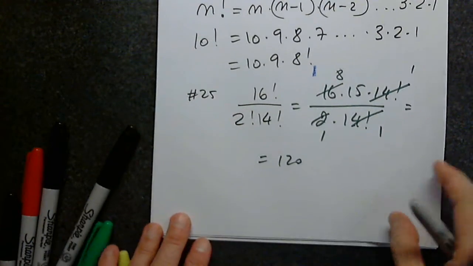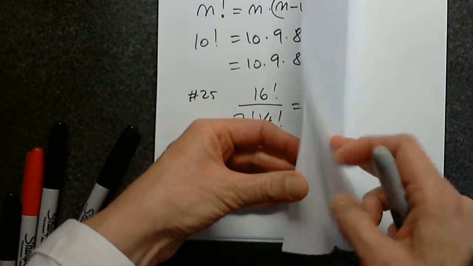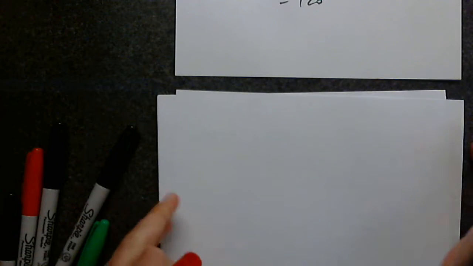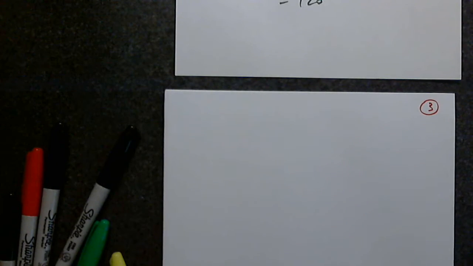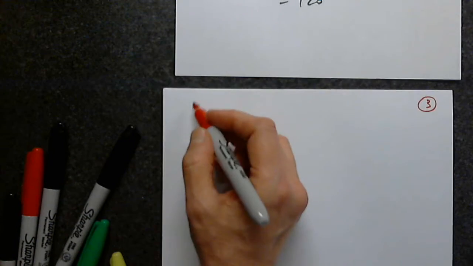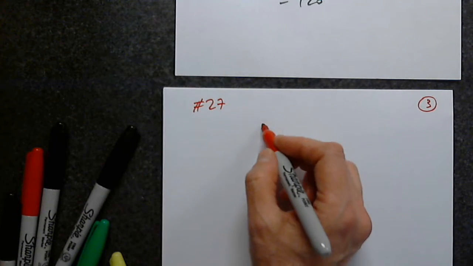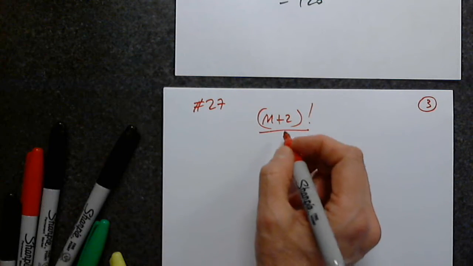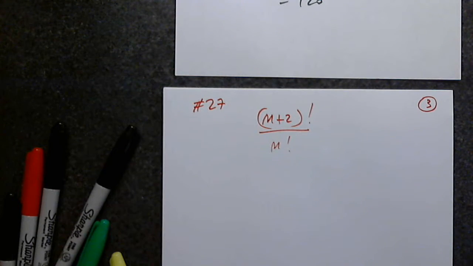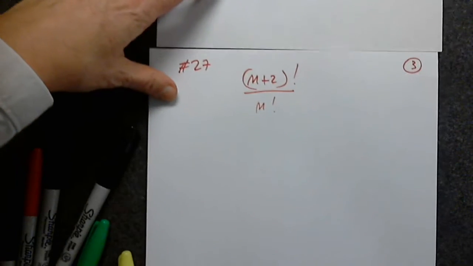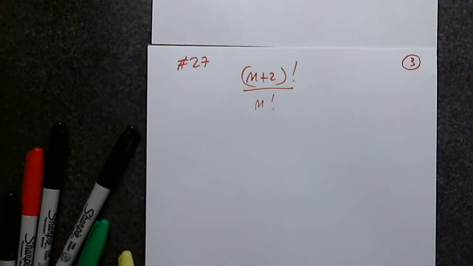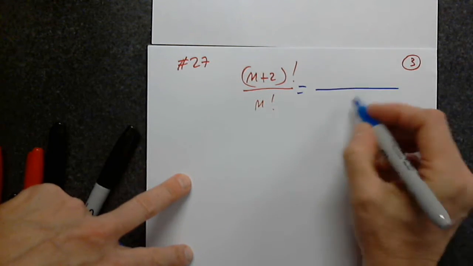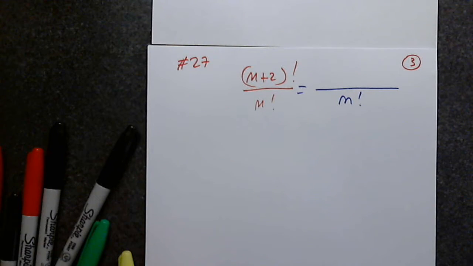So let's take a look at the next one. Ready? Okay. For example, let's say 27, same page. N plus 2 factorial divided by n factorial. We can't put this in the graphing calculator, but we know exactly which one is larger. Which one is larger? N plus 2. So, keeping in mind that the denominator is n factorial, what would you write for the top?